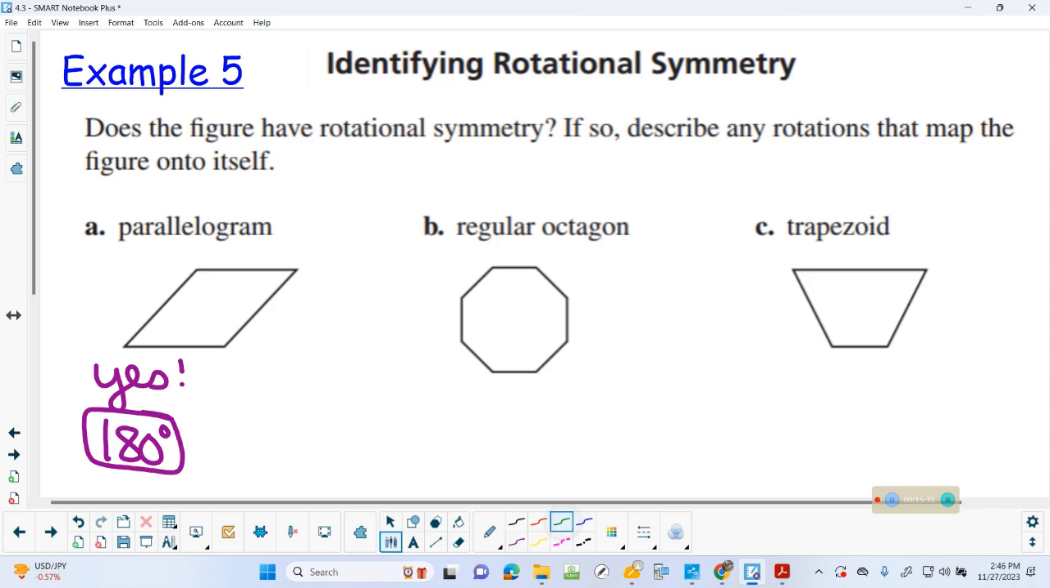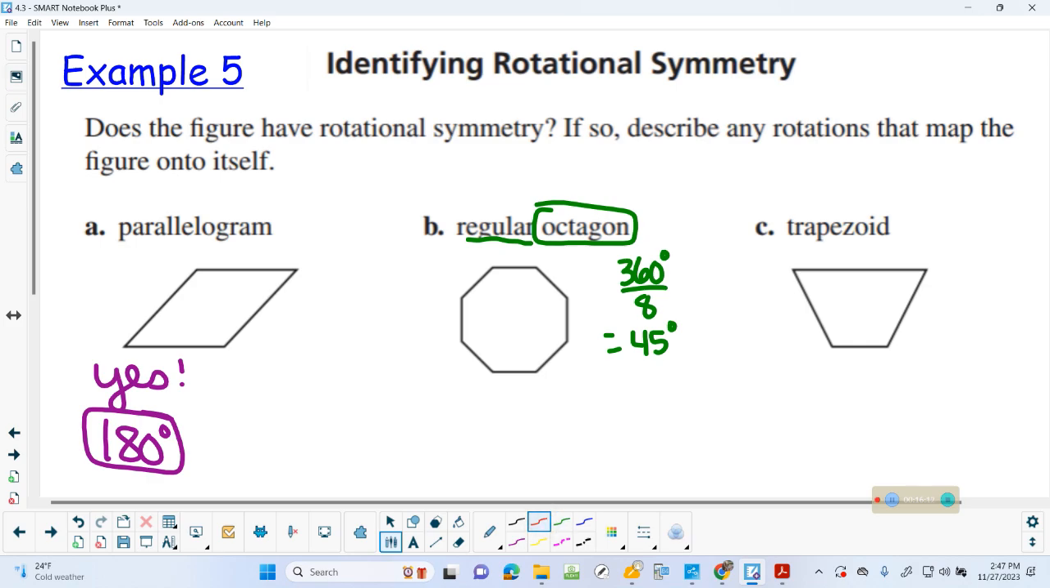All right, B. B's kind of an easy one because of this key word. Regular means you have the same length on all the sides. They're all congruent, and all the angles are congruent. Now, octagon. How many sides on an octagon? 8. So I can make my life really easy on this one if I'm not great at picturing it. I'm just going to take my full circle and cut it evenly by 8. So of course in my calculator, punch that in, or we just know it maybe. Every 45 degrees, it will map onto itself. So every time I spin this 45, it's going to be the same picture.